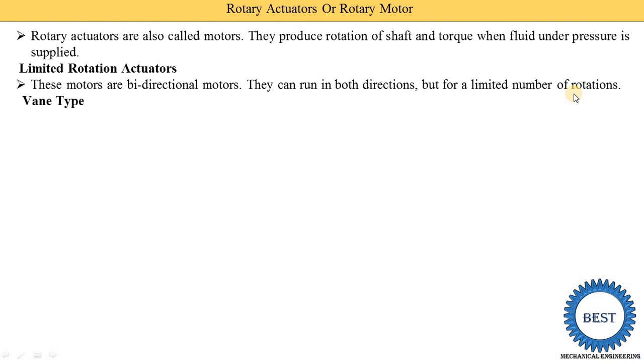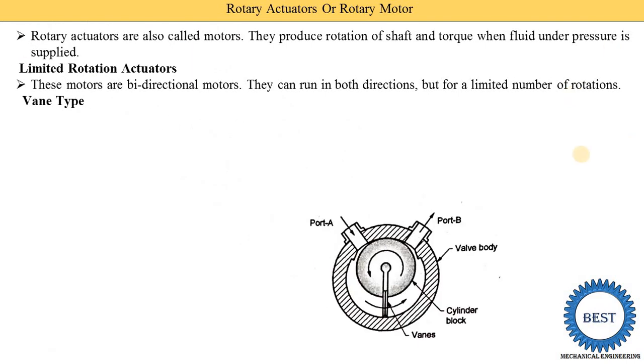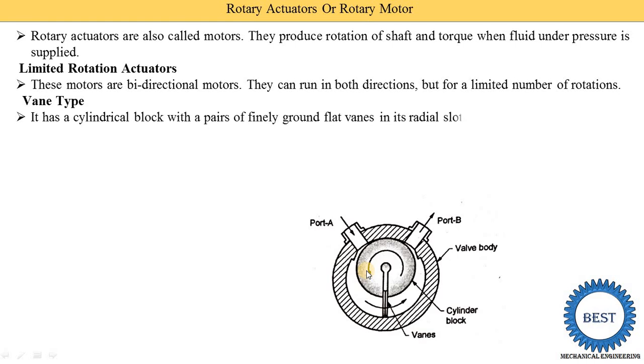So first we understand vane type rotary actuators. Now here you see the image of the vane type rotary actuator. This is the cylinder block and this outer part is the casing. On this casing you see two ports provided, port A and port B. Inside this cylinder block one slot is provided, and in this slot the vane moves up and down. So it has a cylindrical block with a pair of finely ground flat vanes in radial slots, means one radial slot is provided, finely ground, and in this slot the vane is provided.